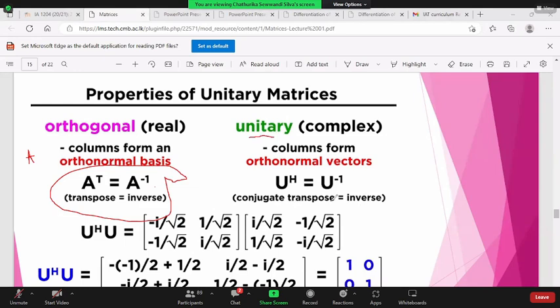So there, if the conjugate transpose, now you know how to get the conjugate transpose.